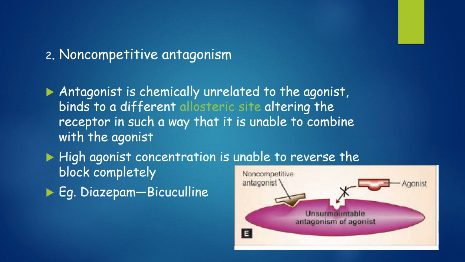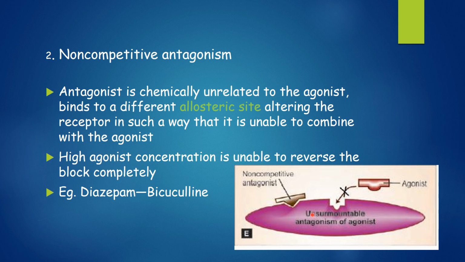Now, we have told what competitive antagonism is. Second is non-competitive antagonism. Here the antagonist is chemically unrelated to the agonist, so the antagonist and agonist are different. It binds to a different allosteric site, altering the receptor in such a way that it is unable to combine with the agonist. See here in the picture.